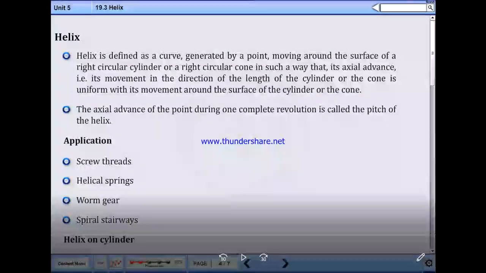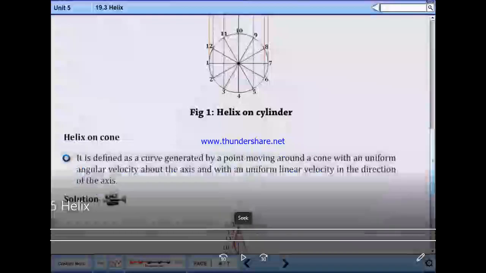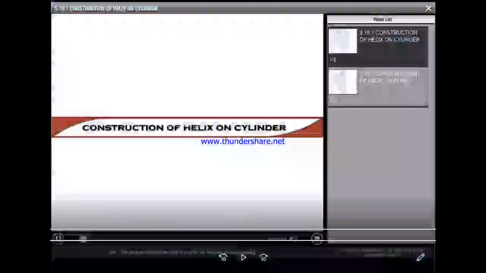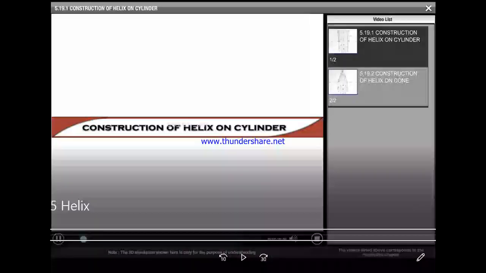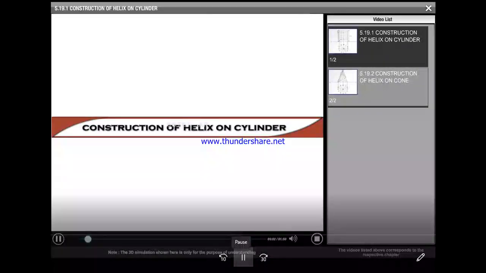Applications: screw threads, helical springs, worm gears, spiral stairways. Helix on cylinder. This is a helix on a cylinder. Construction of helix on cylinder.